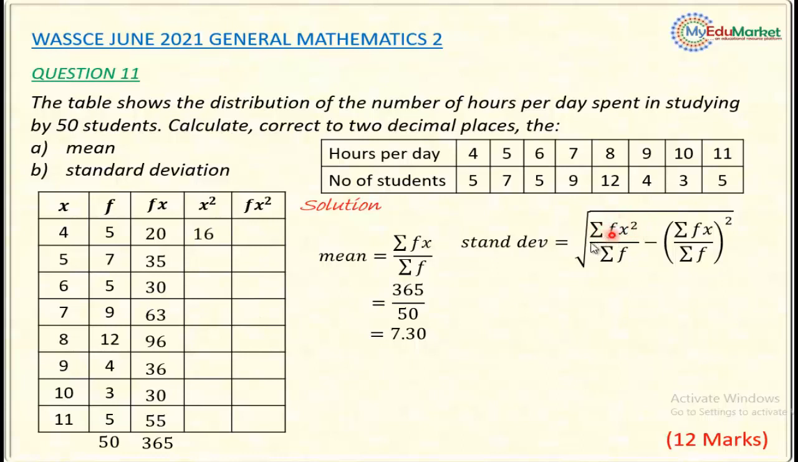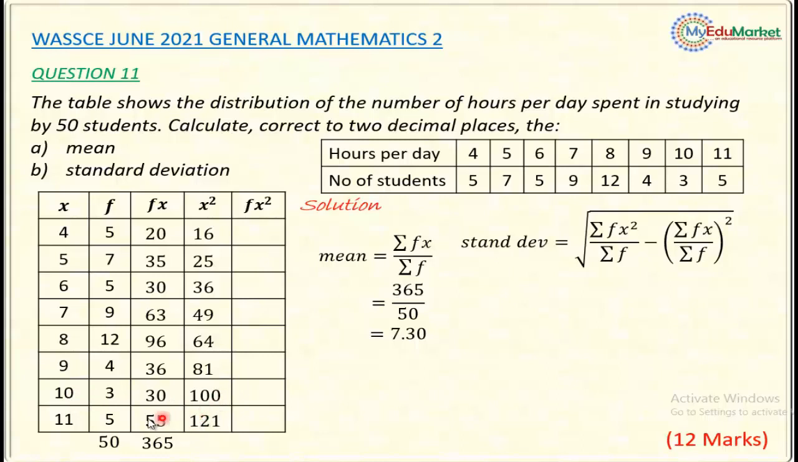So let me move. So x square, x is 4, so x square will be 4 square, and that will be 16. Next is 5 square, 5 square is going to be 25. And next is 6 square, that is going to be 36. Next is 7 square, that is going to be 49. And next is 8 square, that is going to be 64. And next is 9 square, that is going to be 81. And next is 10 square, this 10 is going to be 100.